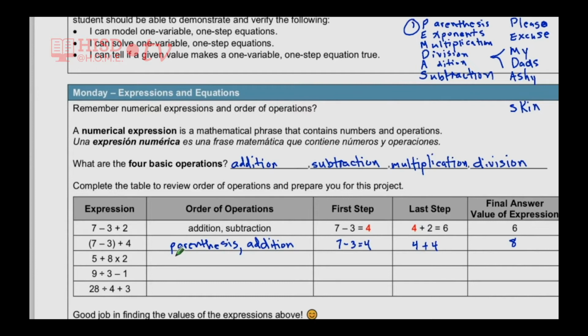With the next problem, I see 5 plus 8 times 2. So I refer back to my strategy, okay? It's sitting up there for a reason. I noticed that addition and multiplication are my operations. But in the actual acronym, PEMDAS, the multiplication comes first. Therefore, I'll multiply 8 times 2, which gives me 16. And then I will add that 16 plus 5, giving me 21. 21 being my final answer.